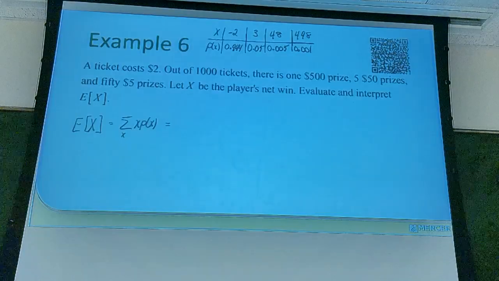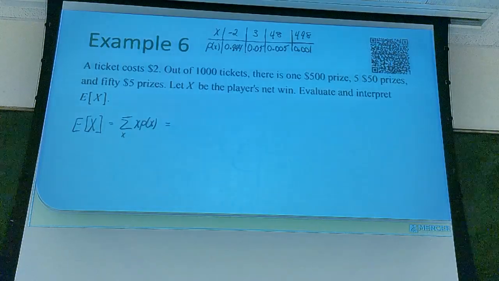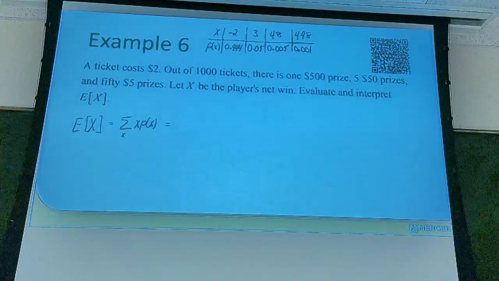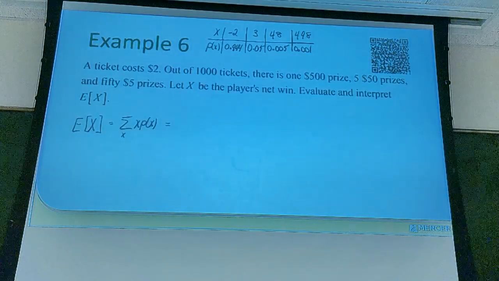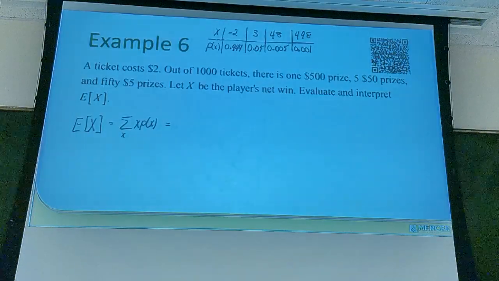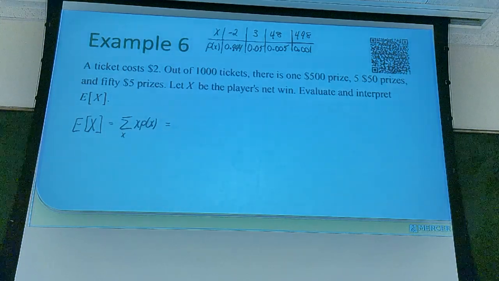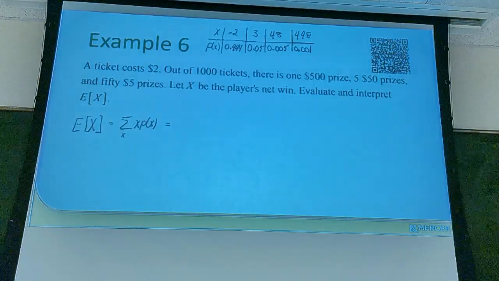So how many total prizes are there? 1 plus 5 plus 50, right? Out of how many total tickets? So if there's 56 winners out of 1,000, how many non-winners are there? 1,000 minus 56, which is 944. So 944 out of 1,000 is the probability. That would be your PMF. Right now, it's easy to determine the expected value.